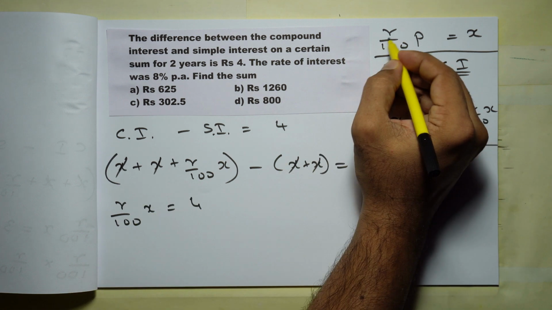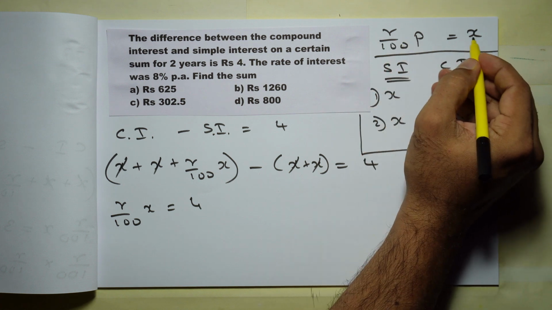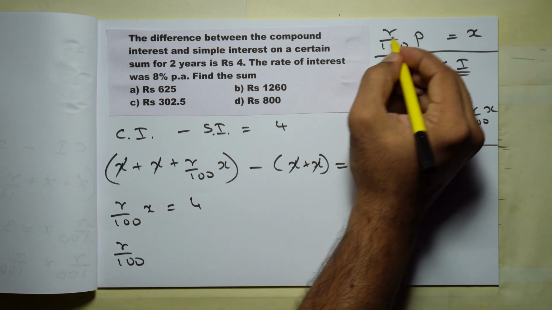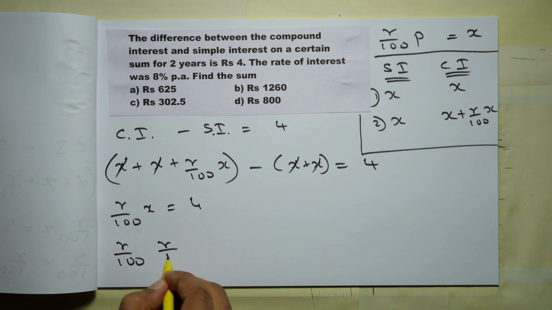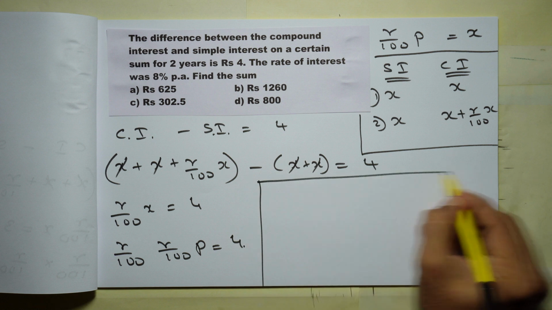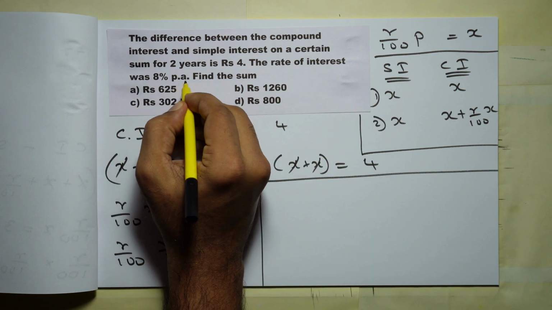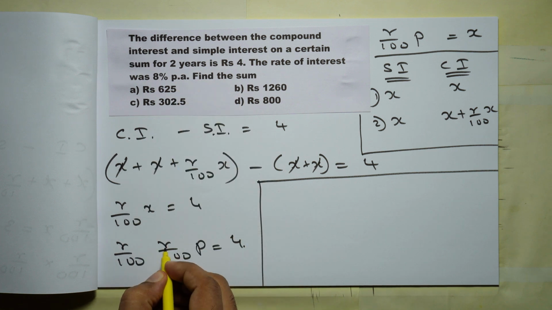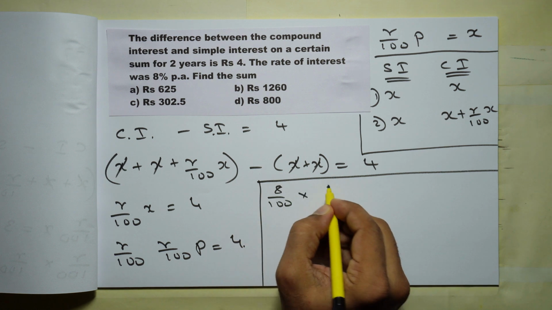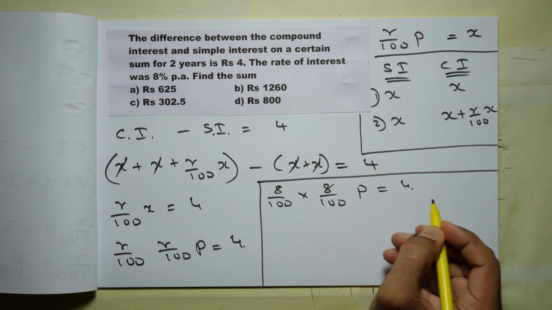Now x is equal to r percent of principal. X we have represented as r percent of principal. We'll just substitute this value here. So r percent of x, x is r percent of p, that is equal to 4. Now here it is given the rate of interest was 8% per year. So r is 8. So we'll just substitute that value here. So 8 by 100 into 8 by 100 into p is equal to 4.